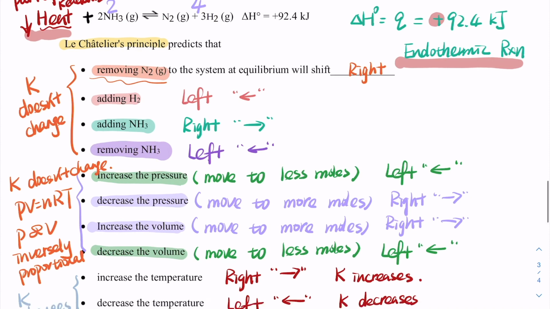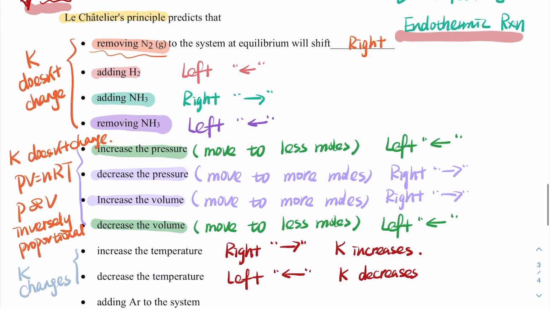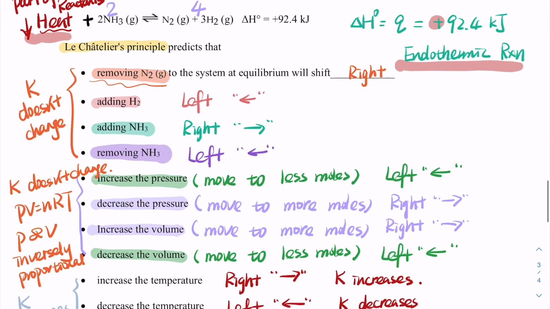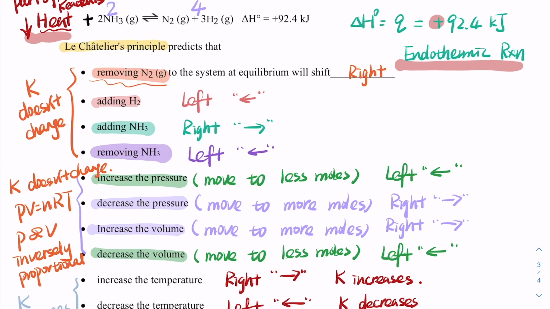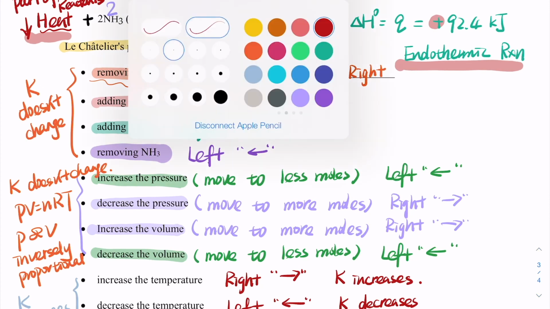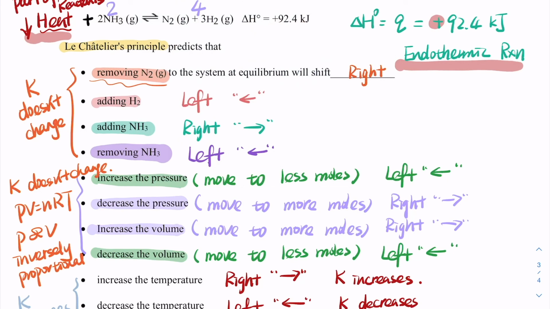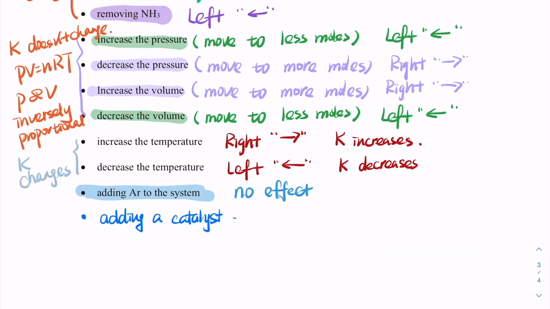Now the last one is easy. It's when you add argon to the system. Argon is an inert gas, so in this case it's not going to affect the equilibrium. There is no effect, so it's not going to shift.